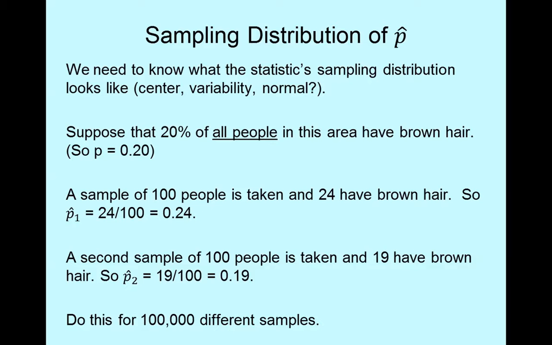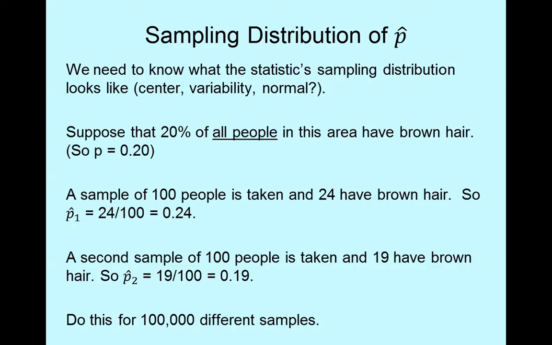Suppose that 20% of all people in this area have brown hair. That tells me the parameter value P is equal to 0.20. Now suppose a sample of 100 people is taken and 24 of those people have brown hair. So the sample proportion for this first sample would be 24 divided by 100, or 0.24. Now suppose a second sample of 100 people is taken and 19 have brown hair. So P hat sub 2 is going to be 19 divided by 100, or 0.19.